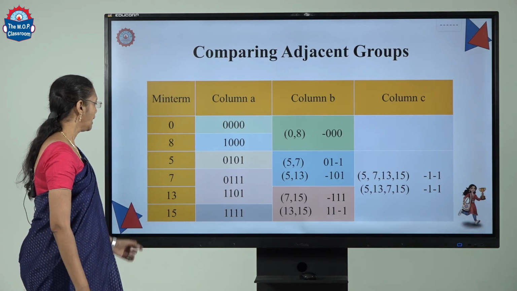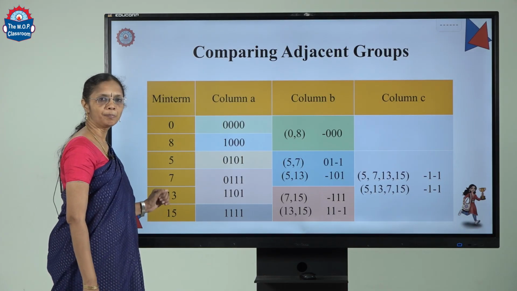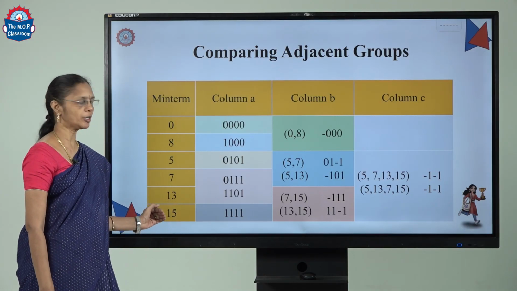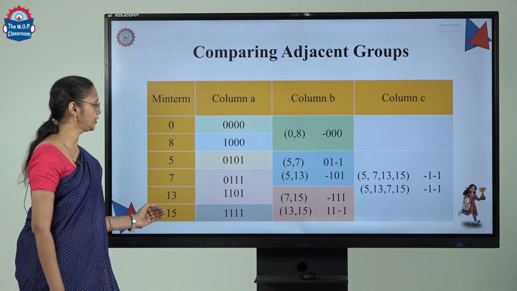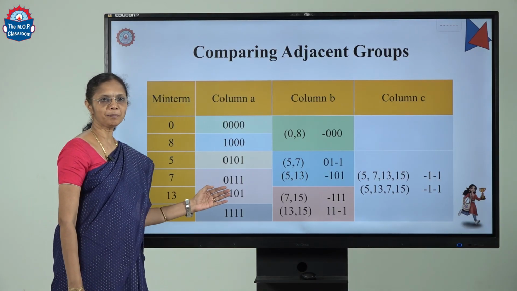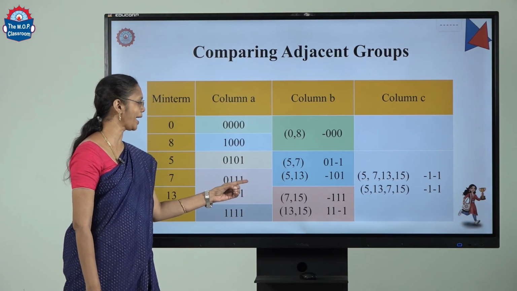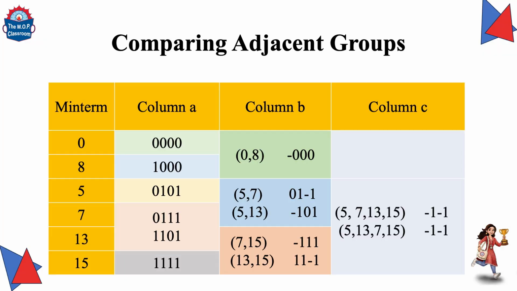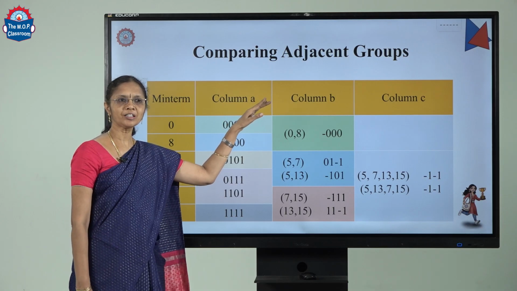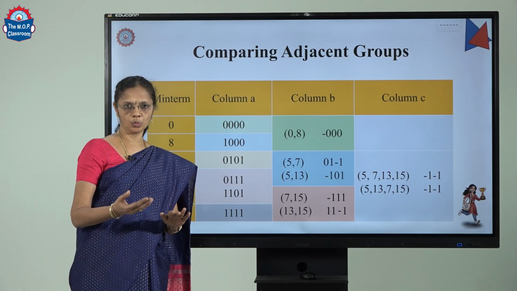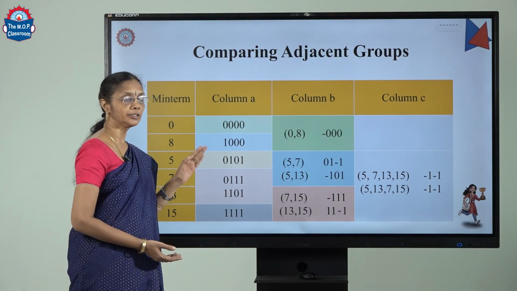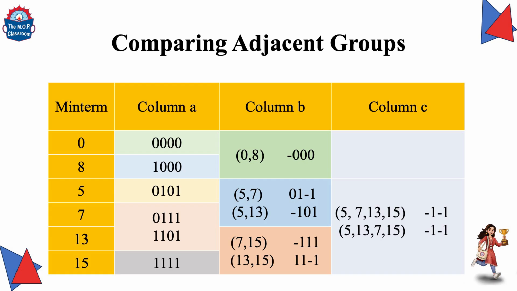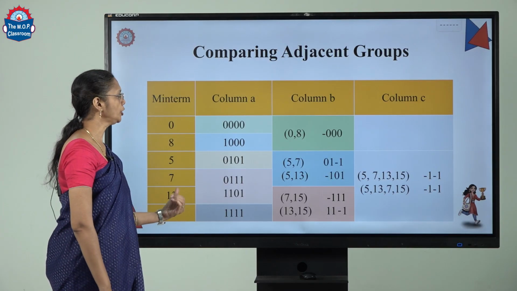Now coming to that last group, we have to compare the previous group and the last group. When you are doing it, it is going to be 7, 15, wherein it differs only by one bit, and that bit position is placed with a dash. So you get 7, 15 dash 1, 1, 1. Then compare 13 with 15. When you compare 13 with 15, you get 1, 1 dash 1. Now we are ready with column B, and as we saw the procedure, it has to be continued until no more simplification is possible. Now we move on to column B.